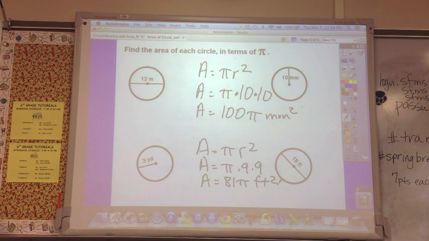So once again, what I have done is I've written the formula, I've found the radius because that's what it asks for, and then I write the answer in terms of pi. And I include pi and include my units squared. So the first one, 10 millimeters radius, would be 100 pi millimeters squared. And a diameter of 18 would be a radius of 9, so it would be pi times 9 times 9. And that would be 81 pi feet squared.